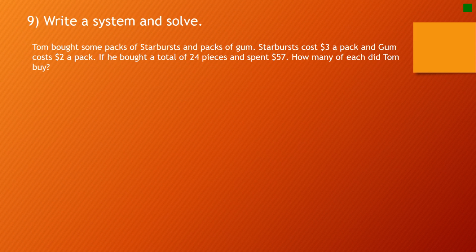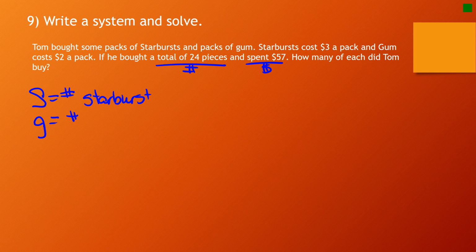Okay. Tom bought some packs of Starburst and some packs of gum. Starburst cost $3 a pack. Gum cost $2 a pack. If you bought a total of 24 pieces and spent... So we have numbers and we have money. The question says how many of each. So S is going to equal the number of Starburst that he bought, and G is going to be the number of packs of gum that he bought.